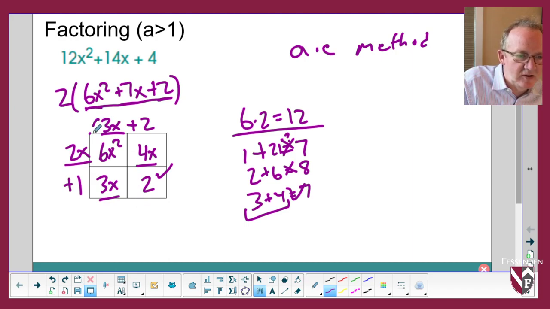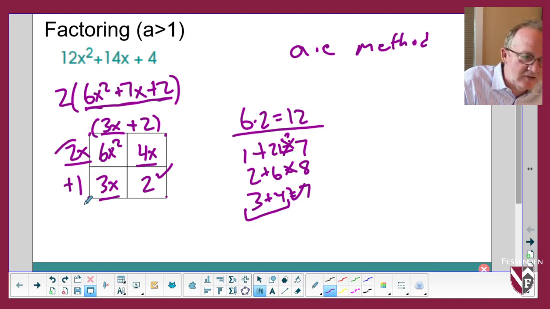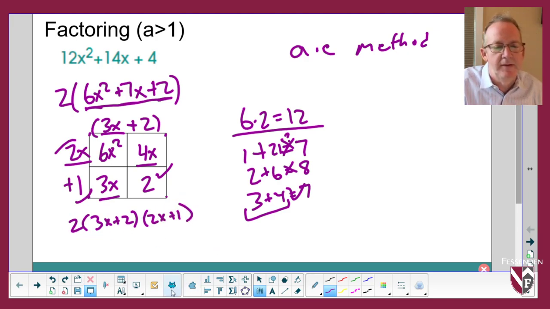Now the dimensions here of our rectangle, this is really a rectangle. It'll be a square later. Right now it's really considered a rectangle because the dimensions are not the same. This is 2x plus 1. This is 3x plus 2. And the factored form is 2x plus 1 multiplied by 3x plus 2, multiplied by 2.